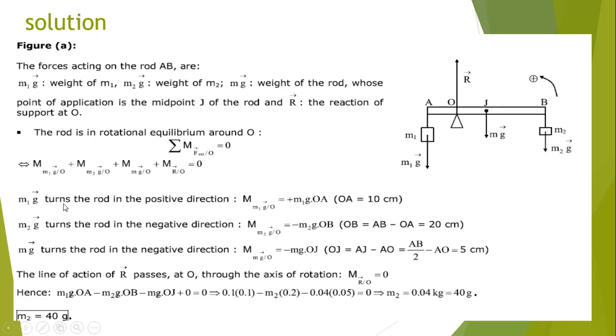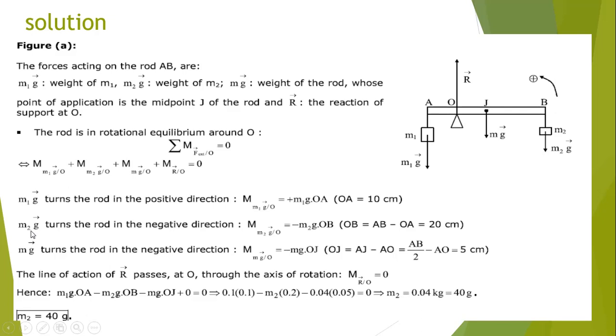So the moment of W1 should be positive and equal to the magnitude of the weight times the lever arm, so times the distance OA, since the lever arm is found when we trace a perpendicular issued from the axis of rotation O to the line of action of the force. So this perpendicular is represented by the distance OA.